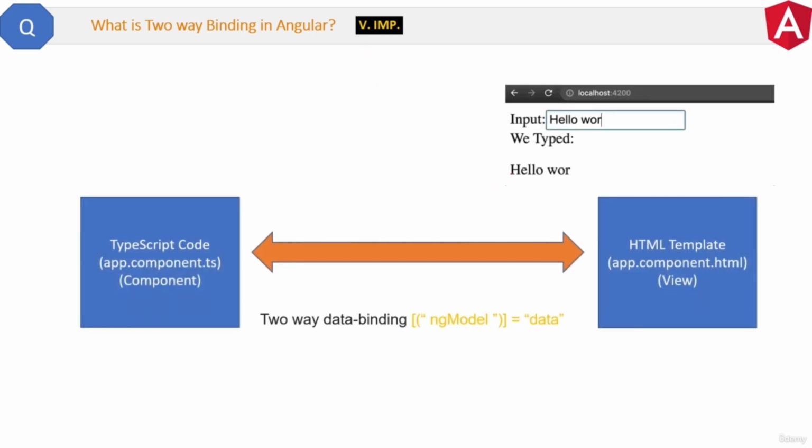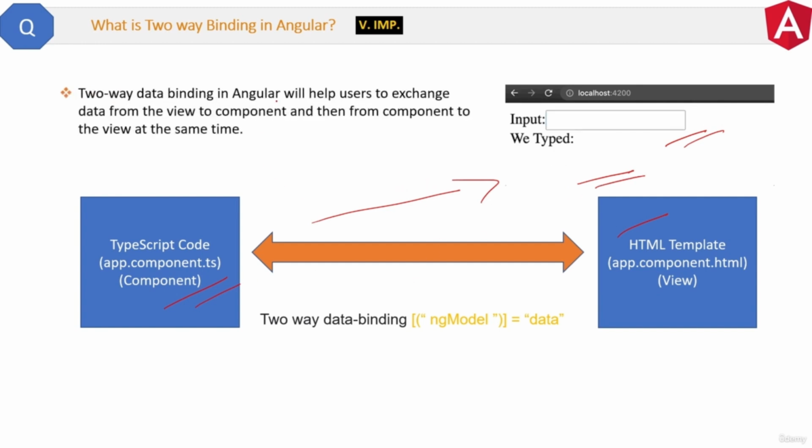See, here is the flow. The user will input data in some text box or input field in the HTML template like this. The data will be passed to the component file and then the updated data will be passed back to this div or HTML view at the same time. So the definition is: two-way data binding in Angular helps users exchange data from the view to the component and then from the component to the view at the same time.